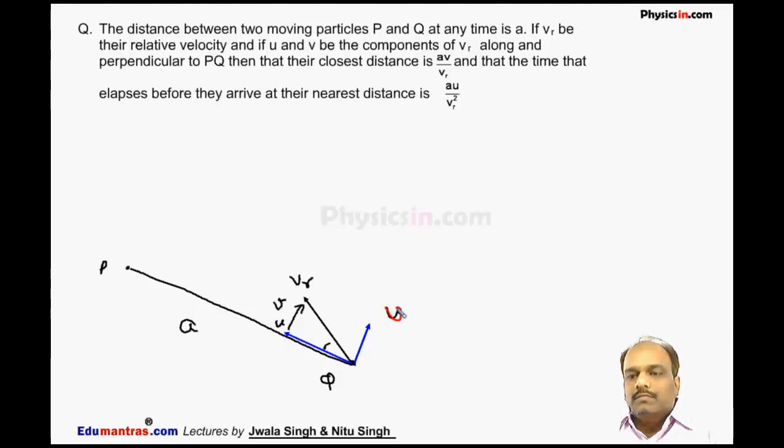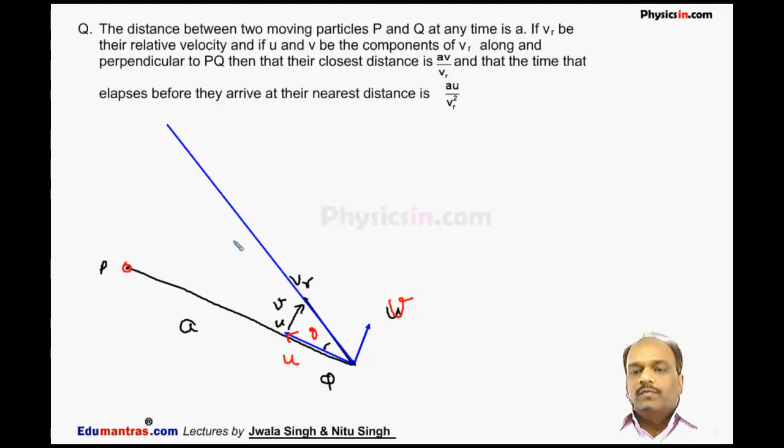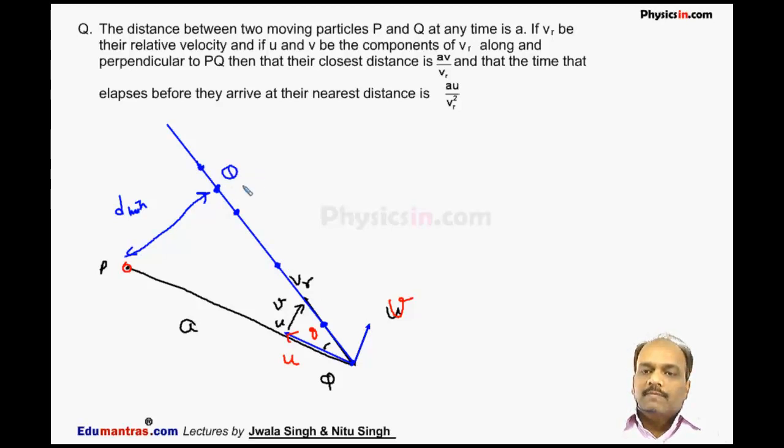Now the particle is moving such that this is theta, this is U. P is stationary and Q appears to be moving on this line. So we'll draw a line. Q appears to be moving with a speed of Vr on this line. Q is some time here, after some time it is here, after some time it is here. And when it is here, this distance is the minimum distance. When Q is at this point, the separation between P and Q is minimum and the time is T. Now we have to calculate this minimum distance.